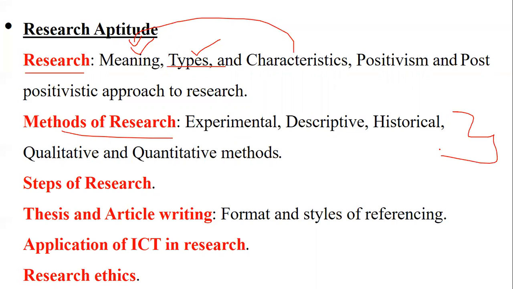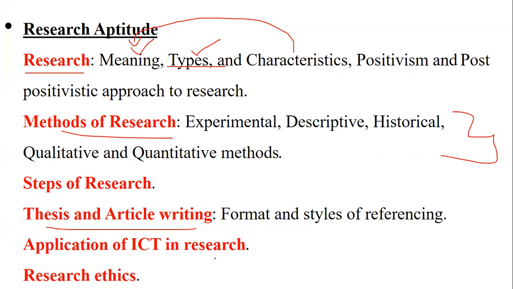Coming next to the steps of research. Now in steps of research, it is always seen that the question comes in the form of arranging or sequencing the steps. So they will just give you in an unorganized form the steps. You have to sequence them in one proper form. Thesis and article writing, wherein you have to recognize the style or format or set it in the right form.